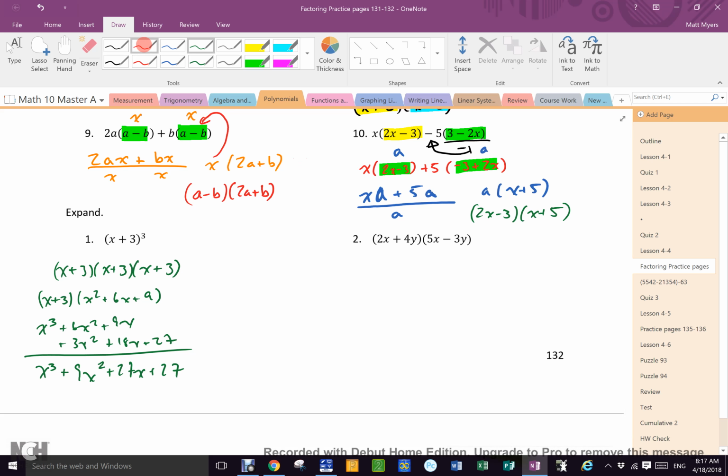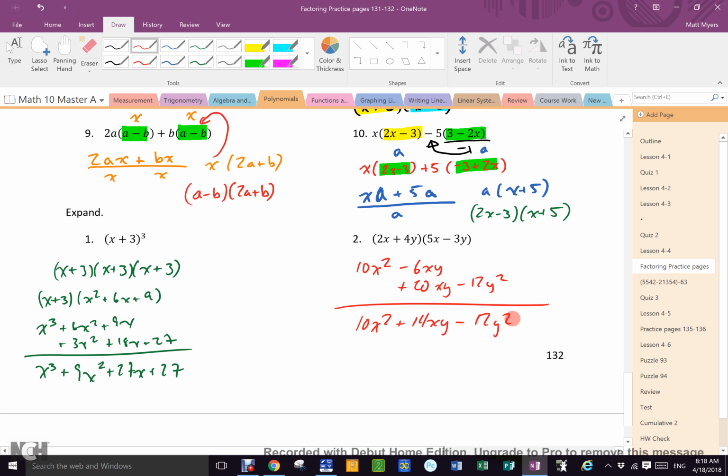And this one, it's just FOIL, 10x squared minus 6xy plus 20xy minus 12y squared, 10x squared plus 14xy minus 12y squared. And that is where I left you.